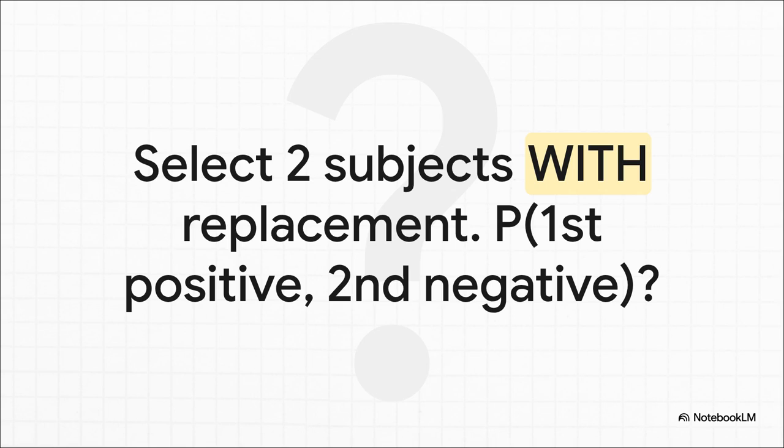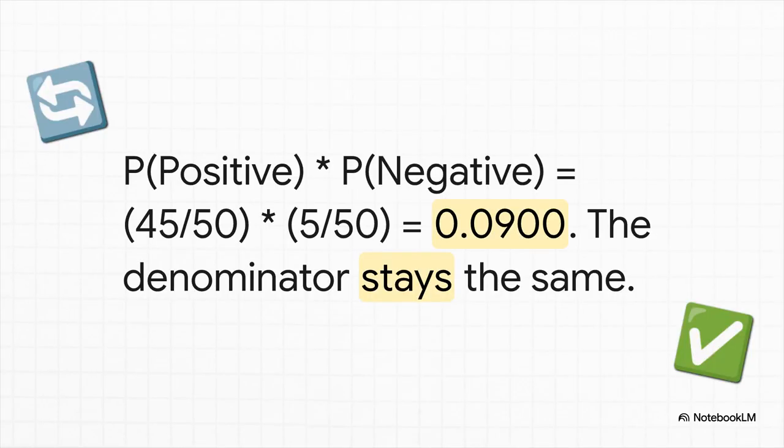We sample with replacement. That just means we pick someone, check their result, and then, this is the key part, we put them back into the group before we pick again. So how does the math work out? Well, the chance of that first pick being positive is 45 out of 50, right? And because we put them back, the total is still 50 for the second pick. So the chance of the second pick being negative is 5 out of 50. We just multiply those two together, and there's our answer.